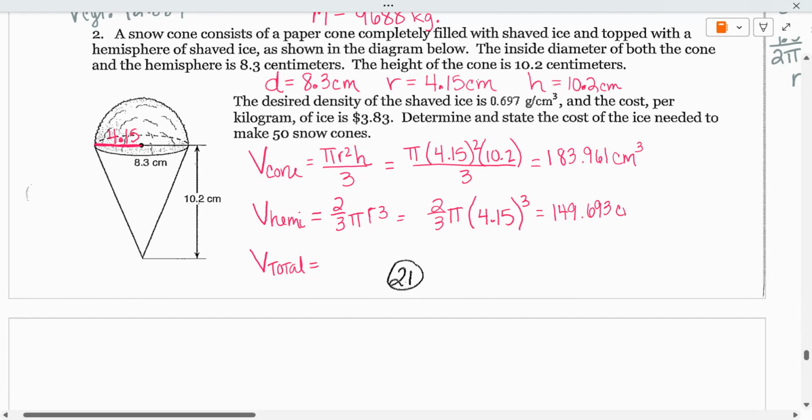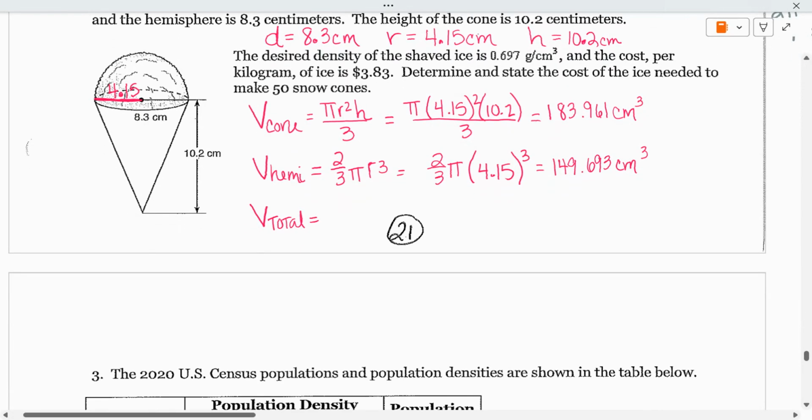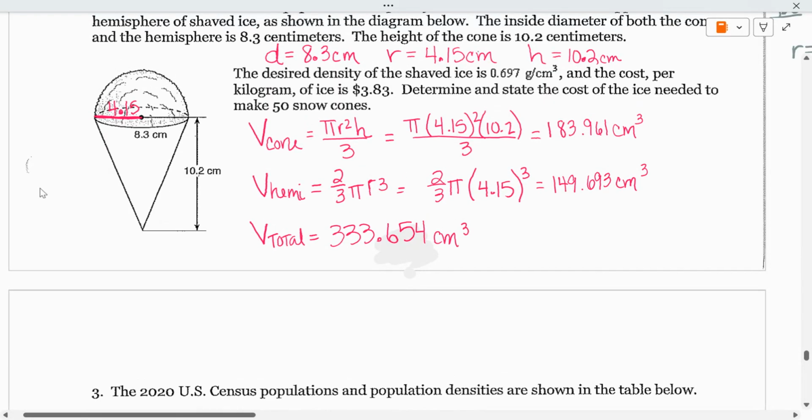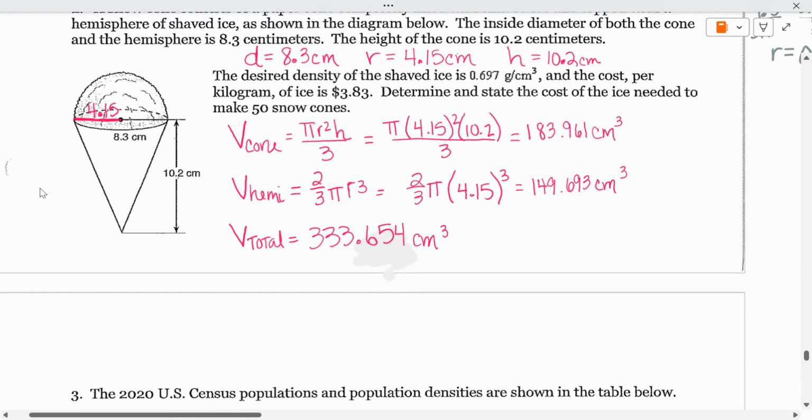149.693 centimeters cubed. So what is my total volume? When I add those two items together, what is my total volume? 333 point, what'd you say, 654 or 694? 654. Thank you, sir. Centimeters cubed. Okay, so that is the volume. We have found the volume.